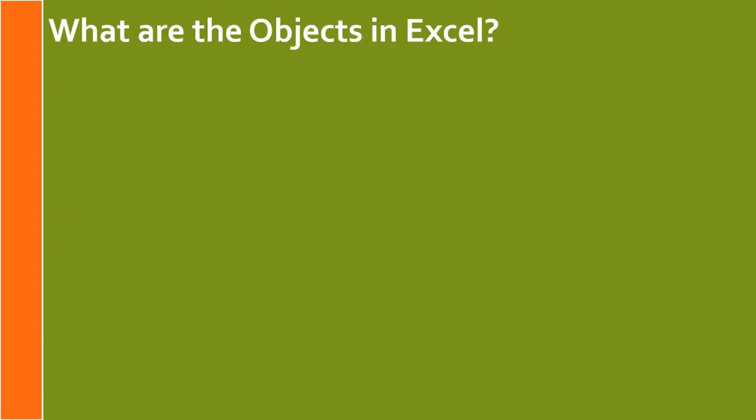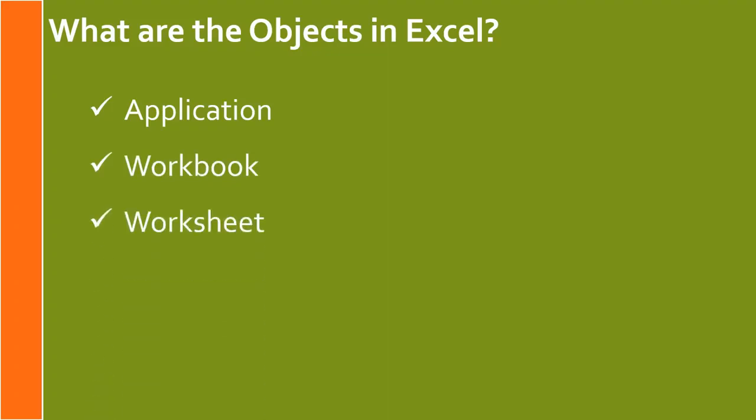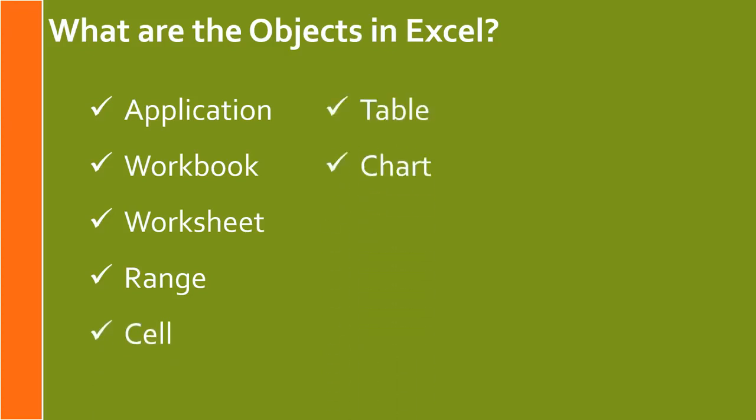What are the objects available in Excel? First one is application, which is the complete Excel application. Next, the workbook. Next, the worksheets within that workbook and range within that worksheet and cells within that range. Then table, then chart and picture.